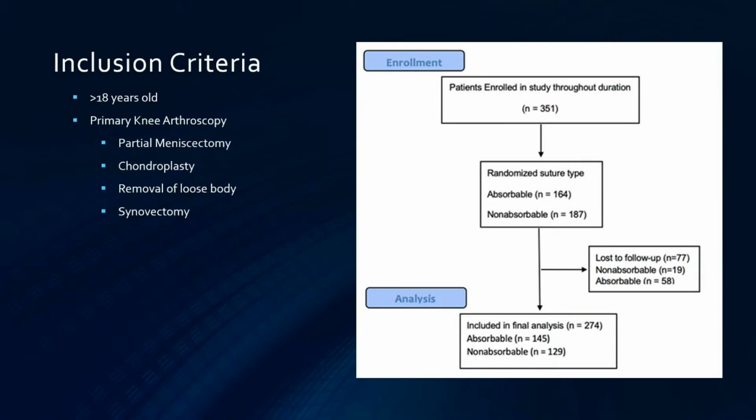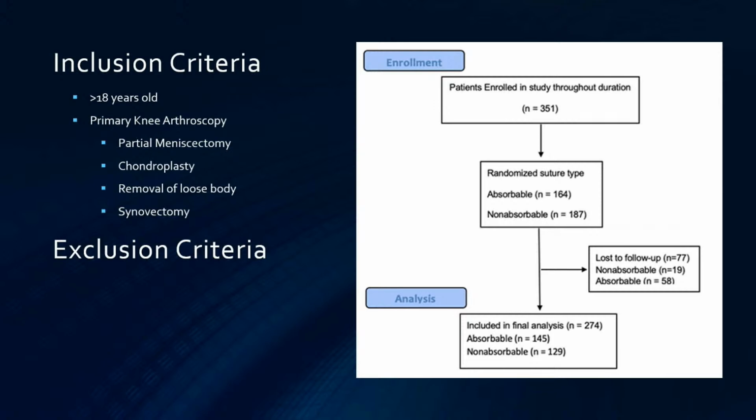So our inclusion criteria, to start off, the patients needed to be above the age of 18. That way we are eliminating any sort of non-mature bone. Also, we're looking at any sort of primary knee arthroscopy procedure, like a partial meniscectomy, which is just a removal of part of the meniscus. The chondroplasty, which is shaping of the cartilage inside of the knee. Removal of any loose bodies, such as cartilage or bone. And a synovectomy. And that's just the removal of the synovial tissue. The reason why we are including those 4 types of procedures is because they are almost equal in terms of inflammation produced per procedure and can be controlled for all of our patients.